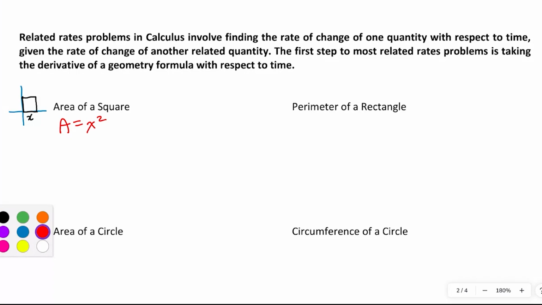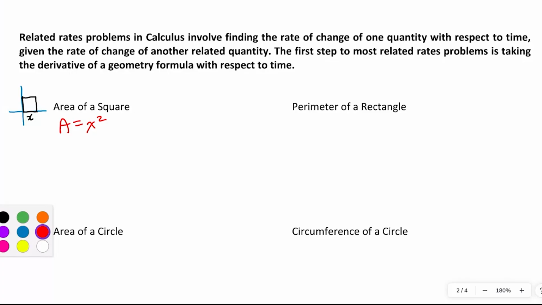Now, if I differentiate this with respect to time, it's going to give me a formula that describes how the change in area is related to the change in the side length. So in other words, let's say you want to know how fast the area is growing if the side length is growing at 2 meters per second. That's what that derivative formula is going to give you.